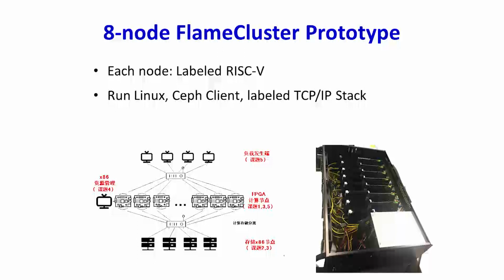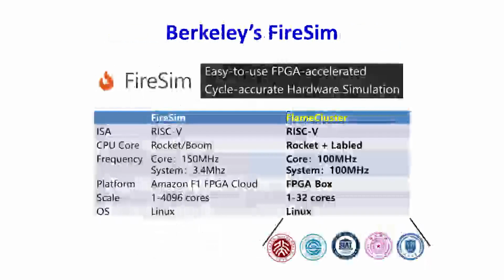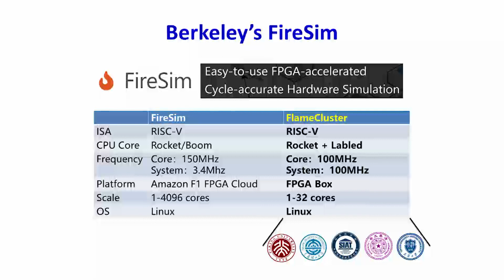It can serve file systems, and can also run a user-level TCP/IP stack to serve some applications. So it's kind of similar to Berkeley's FireSim. But we have labels, which is different. But anyway, they are more flexible since their platform is on the Amazon F1 FPGA cloud.